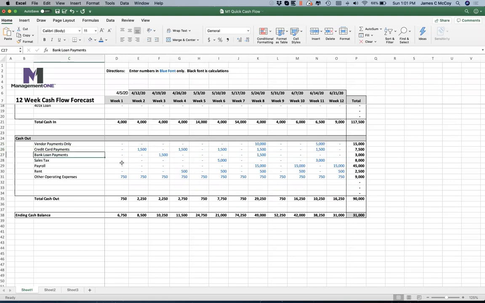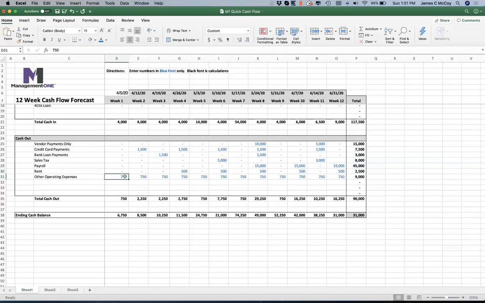Bank loan payments. If you're borrowing money from the bank and have loan payments you need to make, or if you've deferred them, type in dollars here. Sales tax, are you going to pay that? And when does your local government give you an extension? Payroll, if you're going to pay that and when, how much? Rent, talk to your landlord, you're going to pay them a certain fraction amount until you can afford the real rent payment. And then there's other operating expenses.